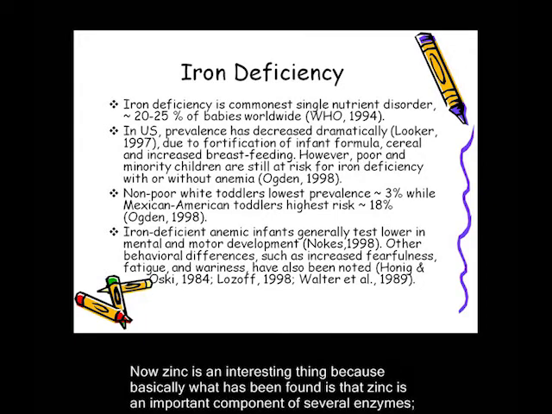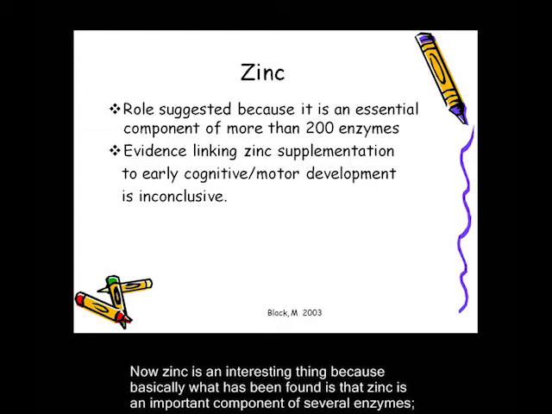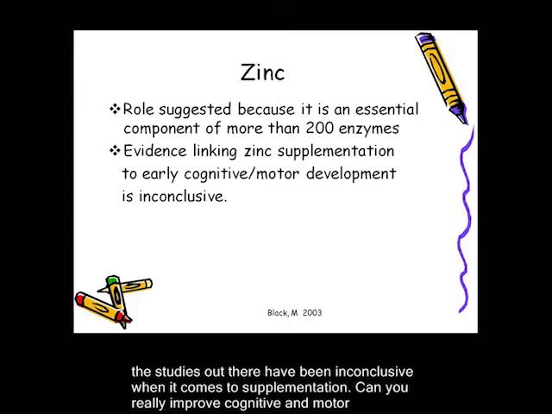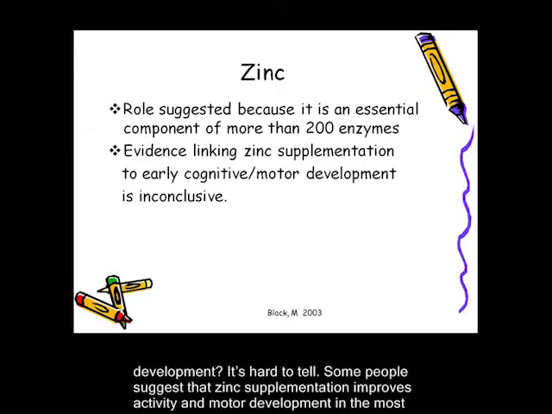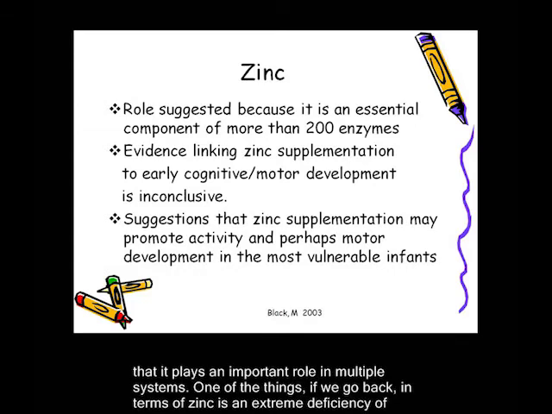Now zinc is an interesting thing because basically what has been found is that zinc is an important component of several enzymes that involve the GI tract and dietary digestion, also where they've been found to be involved in neurological factors. But however, the studies out there have been inconclusive when it comes to zinc supplementation. Can you really improve cognitive and motor development is hard to tell. Some people suggest that zinc supplementation improves activity and motor development in the most vulnerable infants. That's more in black studies. So the jury is still out on whether zinc is a critical component, but we do know it plays an important role in multiple systems.